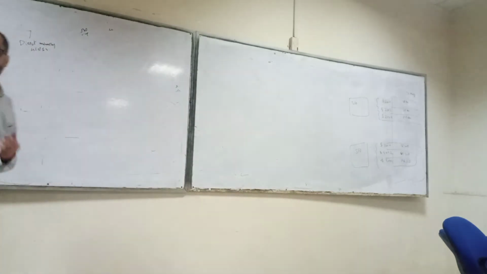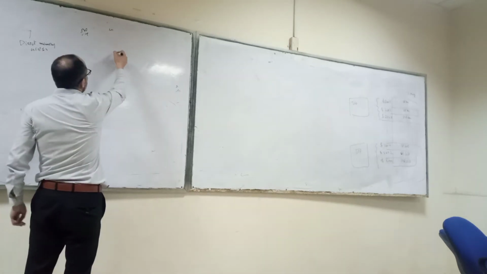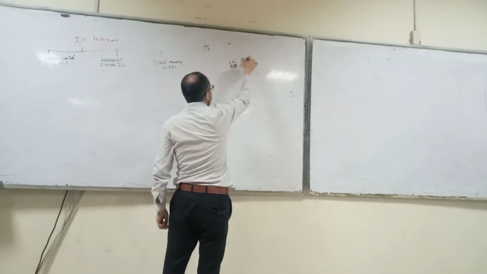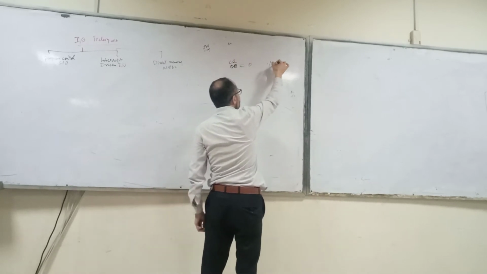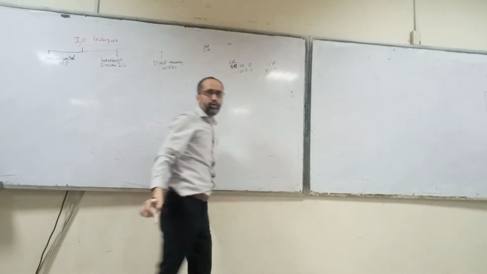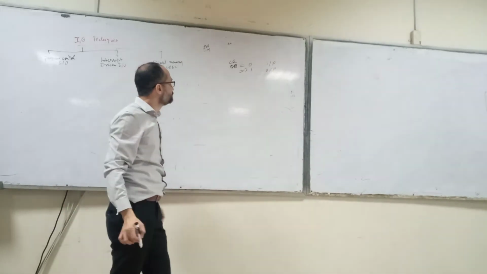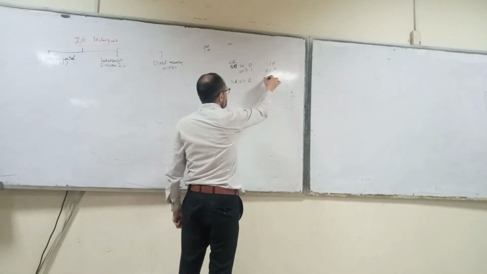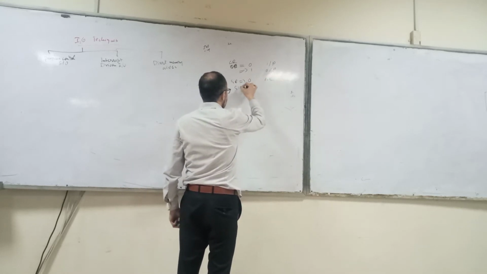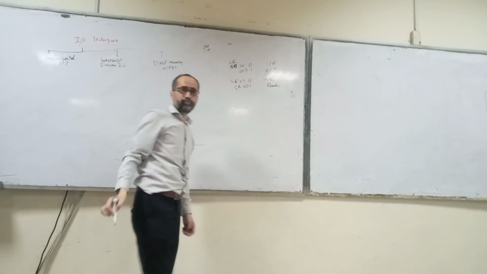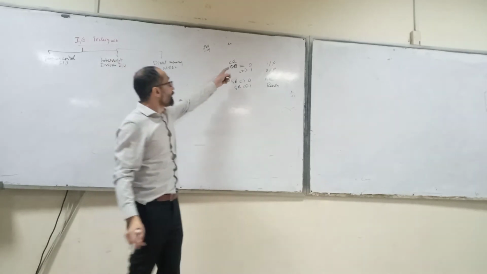Now there are some specifications. According to the specification, when any CR is 0, it is an input device. When CR is 1, it is an output device. Okay? When SR is 0, it means not ready. When SR is 1, the device is ready.